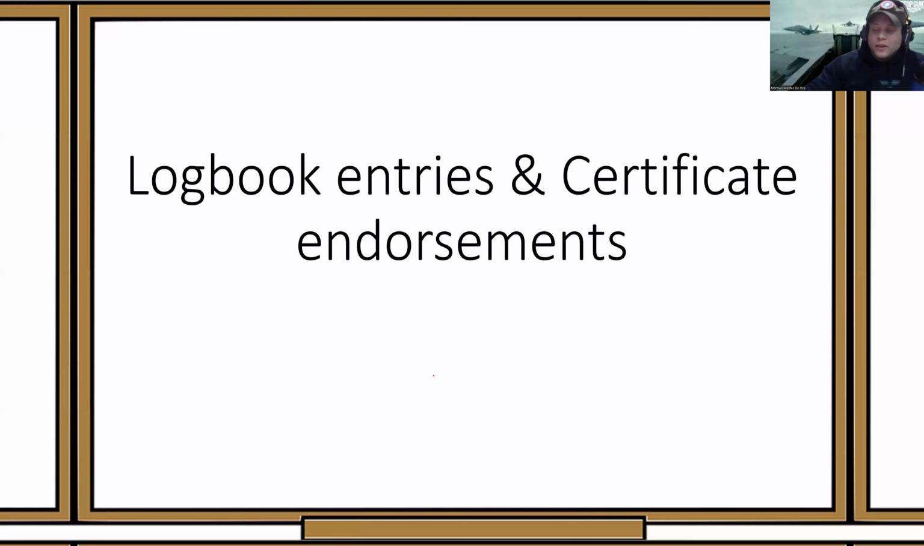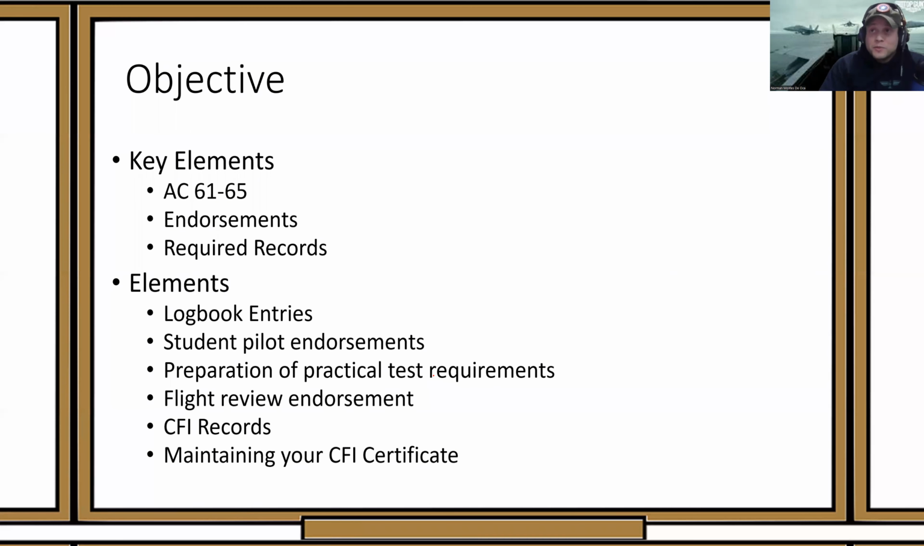How's it going, guys? Today we're covering logbook entries and certificate endorsements. The objective is to develop knowledge of certificates and endorsements, and the key element we want to take away from this is AC 61-65, the advisory circular covering required logbook endorsements and required records.